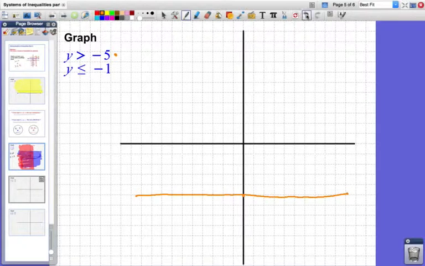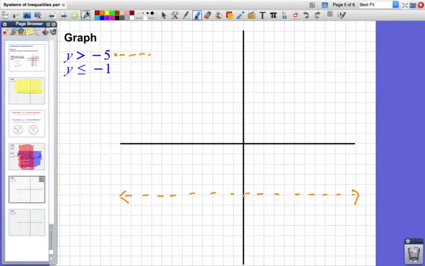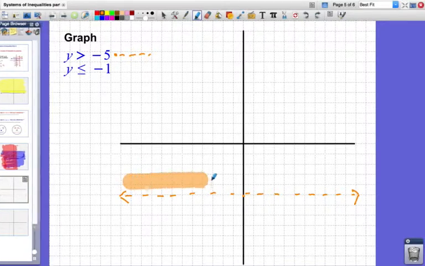And again, I did it again. Dashed line. Got to be careful about that. It's a dashed line because y is greater than negative 5. So make sure right away, when you see this sign, you ask, am I going to have a dashed line or a solid line? This one's a dashed line. And then I need to decide, do I shade above or below? Well, y is greater than negative 5, so I'm going to shade above.